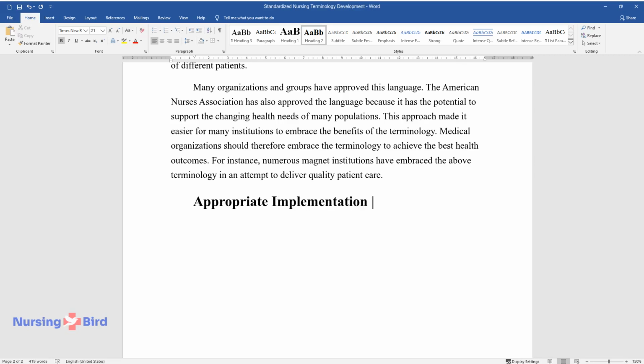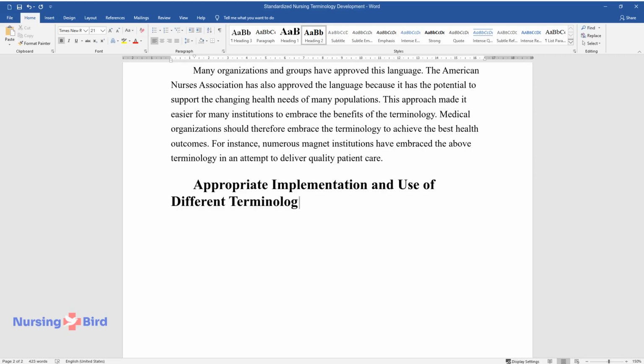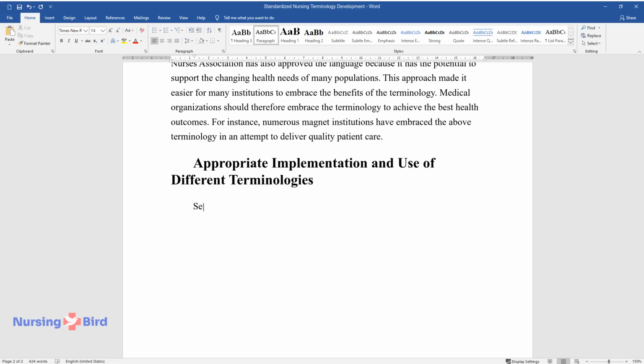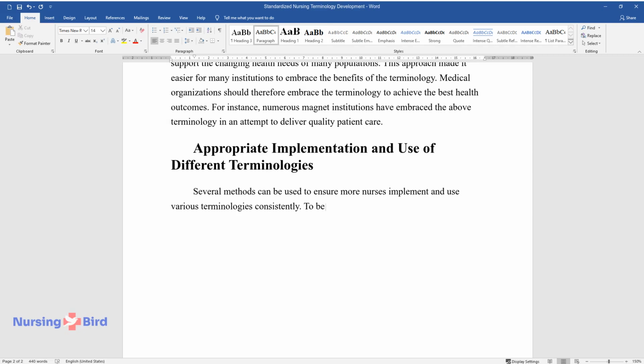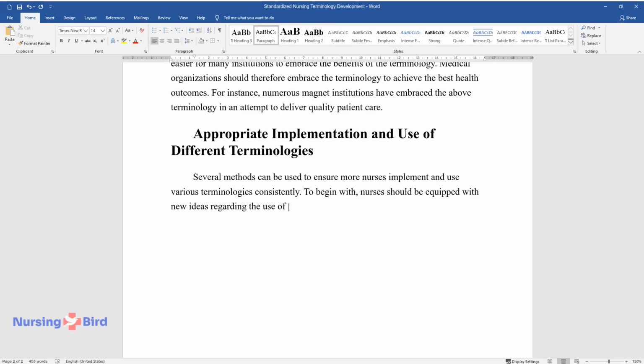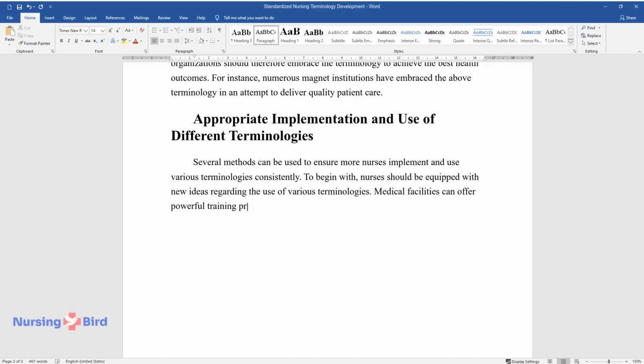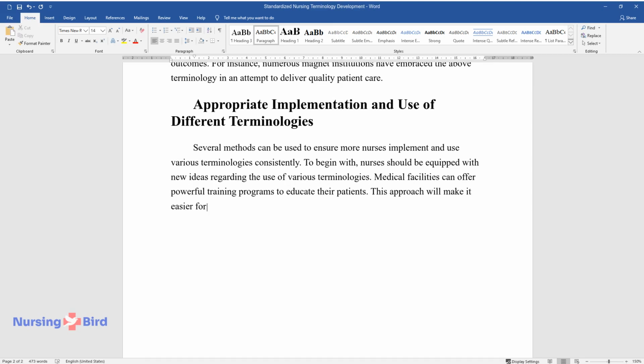Appropriate implementation and use of different terminologies. Several methods can be used to ensure more nurses implement and use various terminologies consistently. To begin with, nurses should be equipped with new ideas regarding the use of various terminologies. Medical facilities can offer powerful training programs to educate their patients. This approach will make it easier for them to identify the terminologies applicable in different situations.